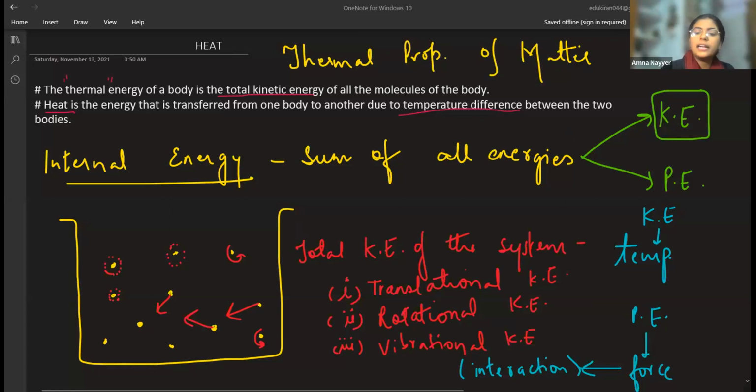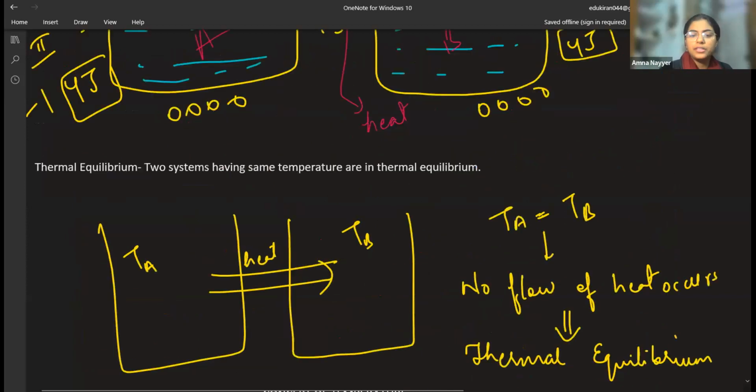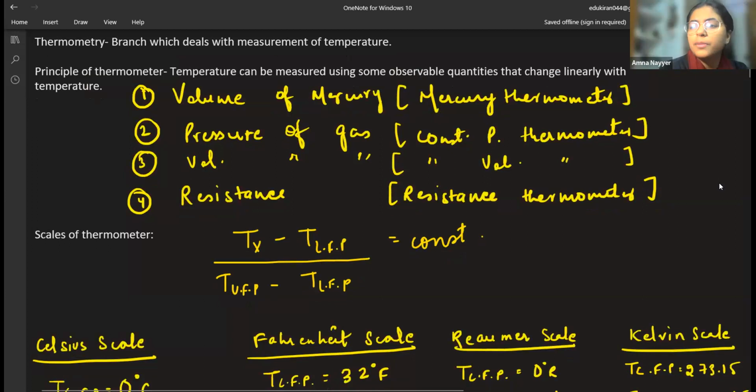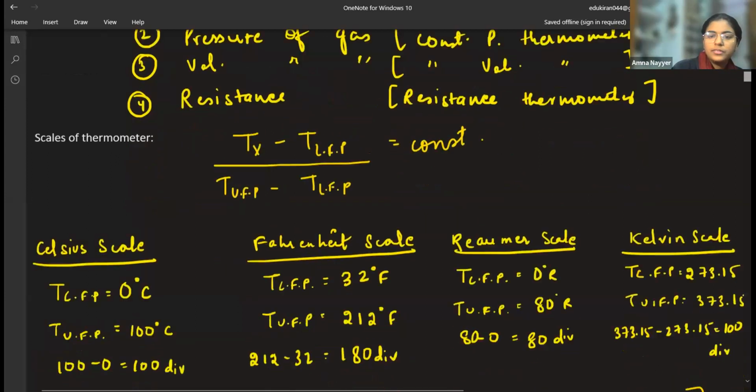Then we started with the concept of temperature. We had seen how many types of thermometer are there, the principle of thermometry, the principles of thermometer and the different scales. We didn't practice any question from this, I think.